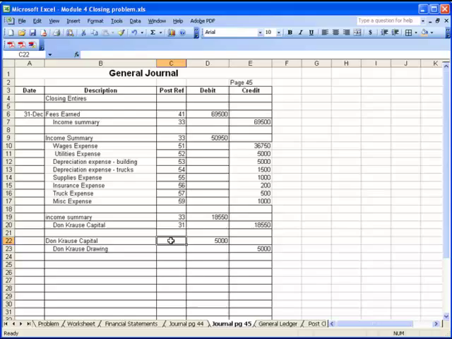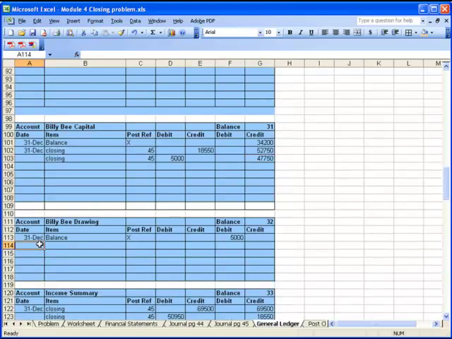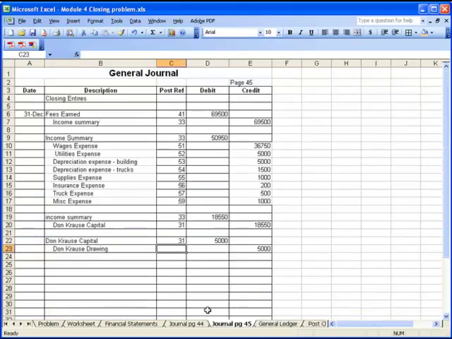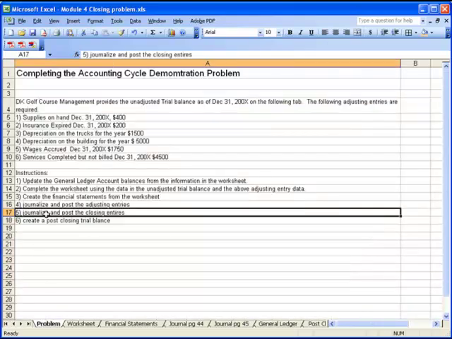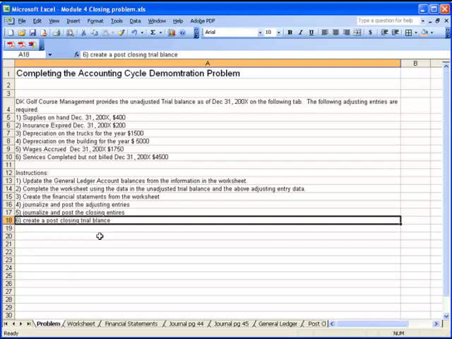Back here, this is account number 31 again, and we finally got to post to our drawing account a credit of $5,000, and here on December 31, it's a closing entry on page 45, a credit of $5,000. That makes the new balance in our drawing account $0, and then we go to our journal and put our posting reference, and we've now completed the fifth item in our problem, which is to journalize and post the closing entries. Our last one is very simple: create a post-closing trial balance.